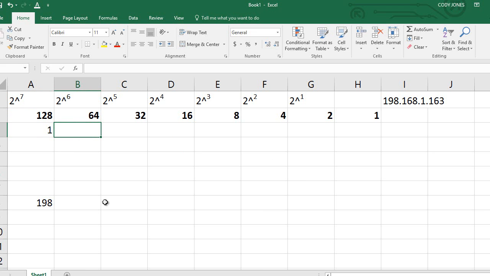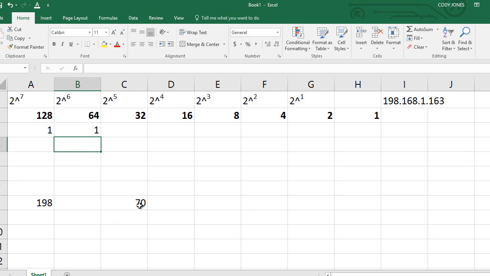So what do I get in the end? I get 70. I'll say 198 minus 128 should equal 70. Oh, sorry, Excel needs an equal sign there. There, equals 70. Okay, so I've got 70 left. Can I take that 70 and subtract 64 from it? Yes, I can. So I put a 1 here.